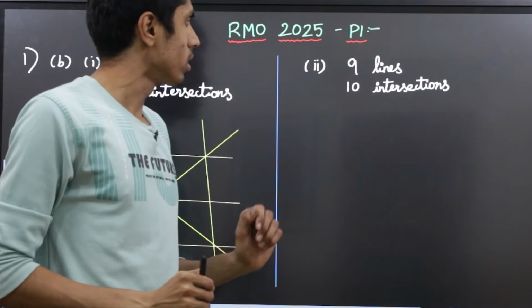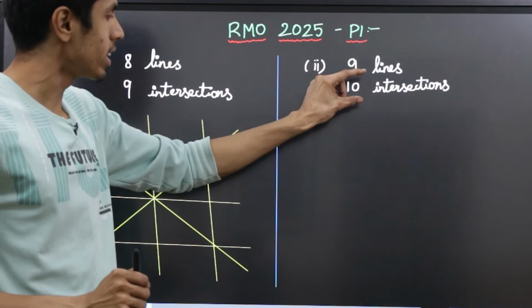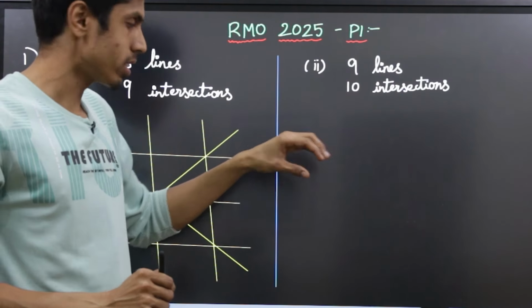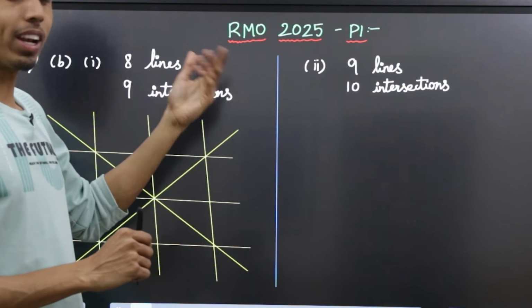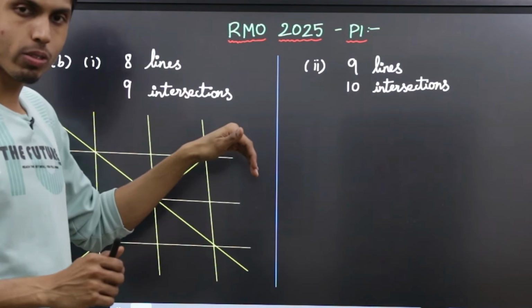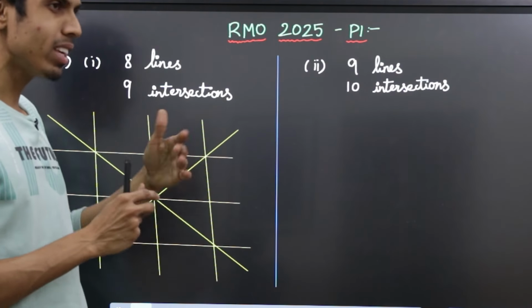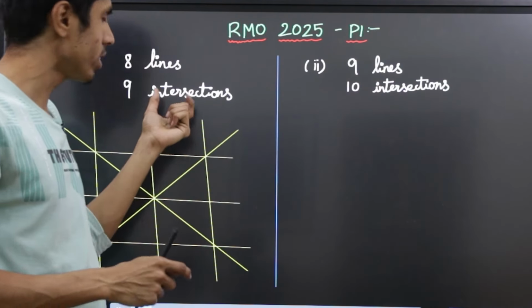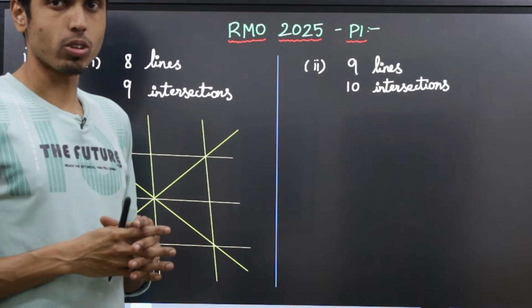Let's come to this configuration: 9 lines and 10 intersections. Particularly, I did not find it easy to come up with, because you add one more line and one more point of intersection. It's not like adding 2 more points of intersection, because that would be easier, but adding exactly 1 point of intersection is a bit difficult to control.